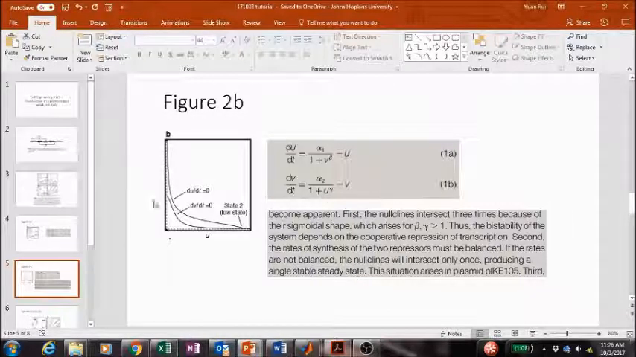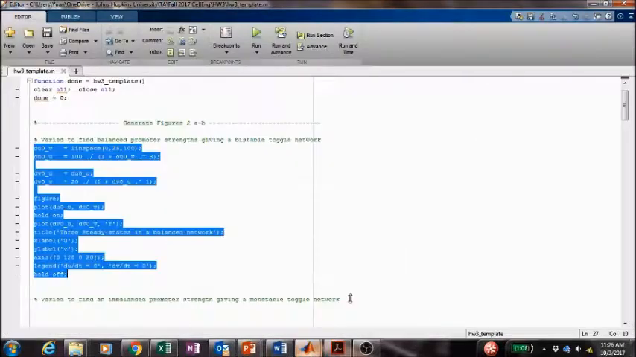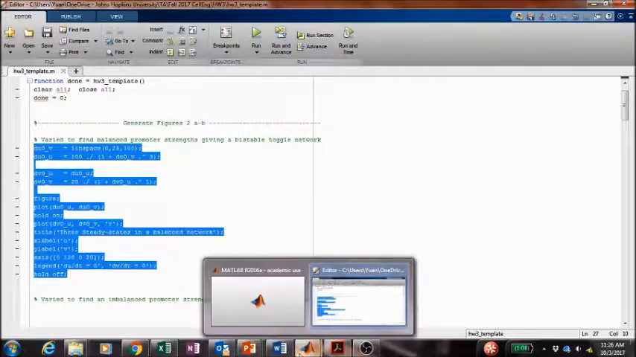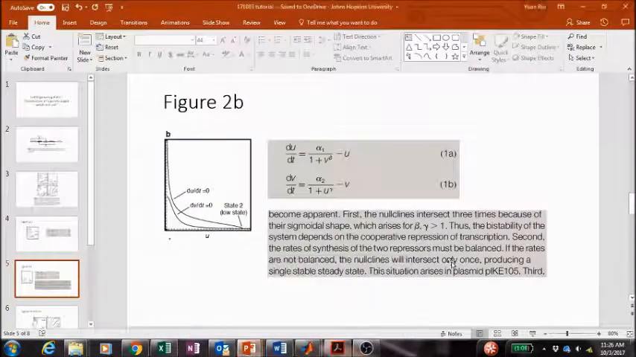So that's exactly what we want. We want it to be not balanced so that we have one single steady state. So basically, when you're doing your code, you can copy and paste everything here. It's the same equations, but I want you to go read the paper and figure out what you change in order for the rates of synthesis of the two repressors to not be balanced, and then go and mess with these equations a little bit.